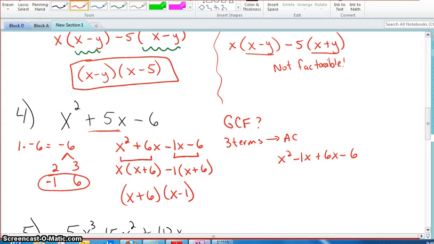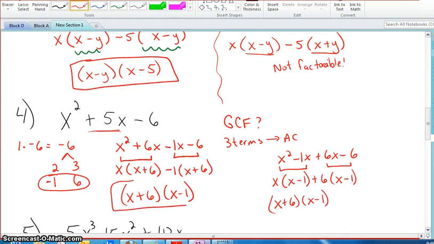With this, writing it in the opposite order, these two have an x in common. What's left is an x minus 1. These two have a positive 6 in common, and what's left is an x minus 1. So then I have x plus 6, x minus 1. Same answer.